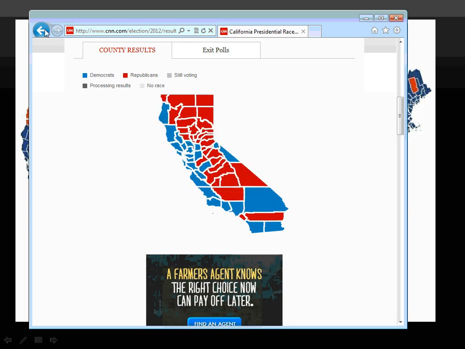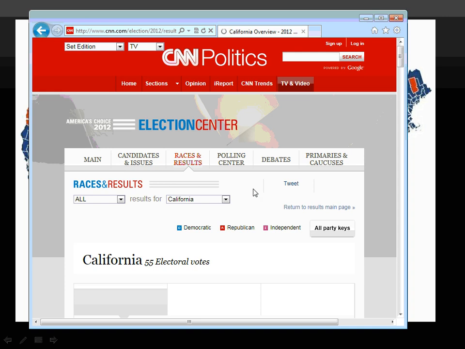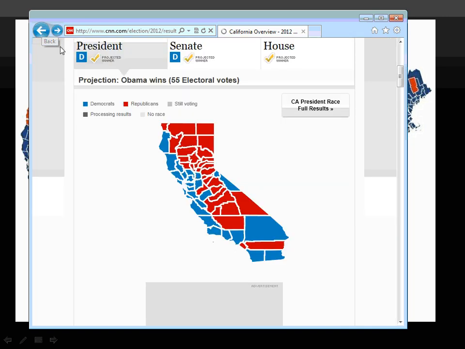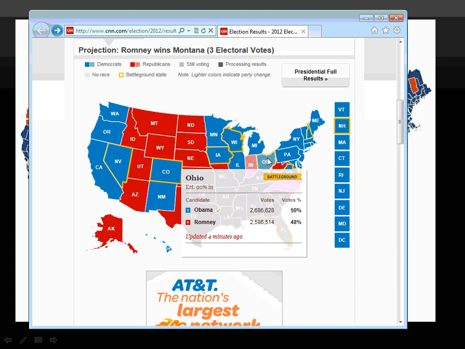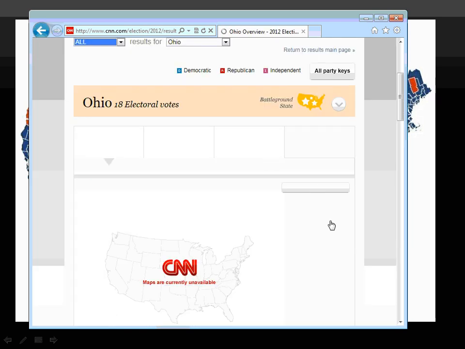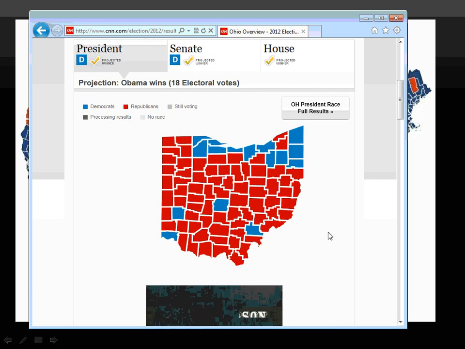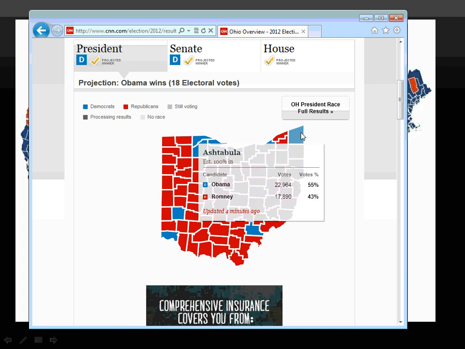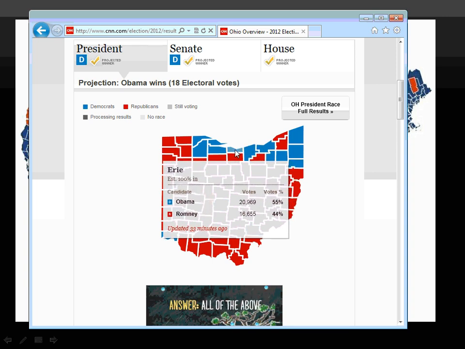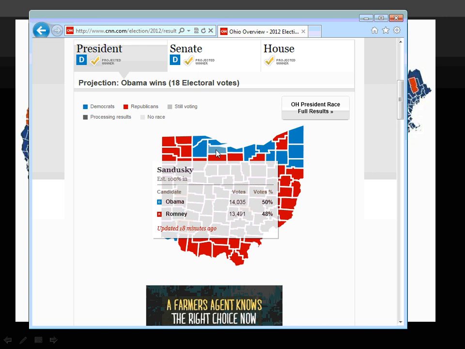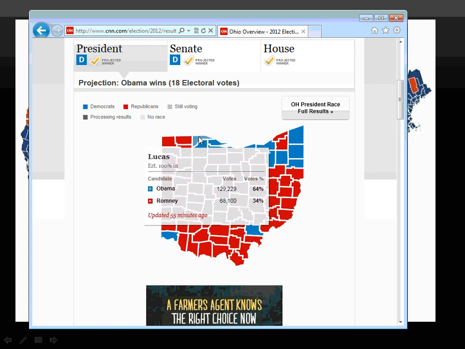All right, then we can just quickly take a look at some similar states. When we go to Florida or Ohio, you can look at Ohio, very close, extremely close, 50% to 48%. Let's look where did Obama get the votes? In the industrial northern part of the state. Erie County, Sandusky, Wood, Lucas County. Look at the results, 65%.